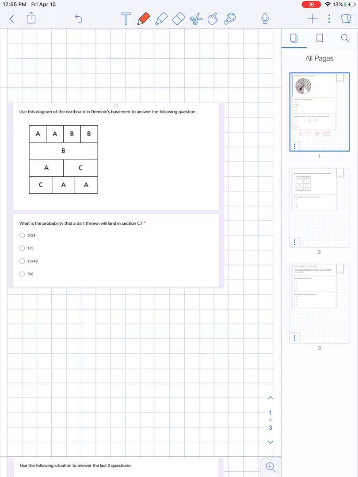Moving on. And this one was definitely tricky, and I know that. So use the diagram of the dartboard in Dominic's basement to answer the following questions. What is the probability that the dart thrown will land in section C? So section C, we're talking about this one and this one. The way I approached this problem, I noticed that the top bar is broken into 4 sections, then 1, then 2, and then 3, right? 4, 1, 2, and 3.